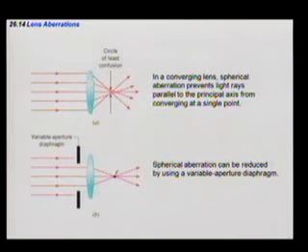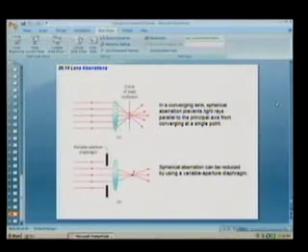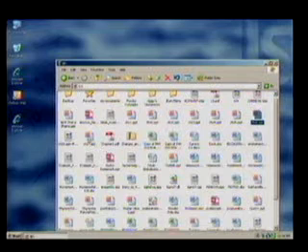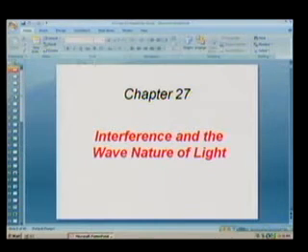Now, everybody's favorite chapter, chapter 27. We're going to end with thin film. Going to end with the thin film experiment. Now, this chapter's not too bad. It's not too bad. There are worse things that could happen. I don't know any off the top of my head.